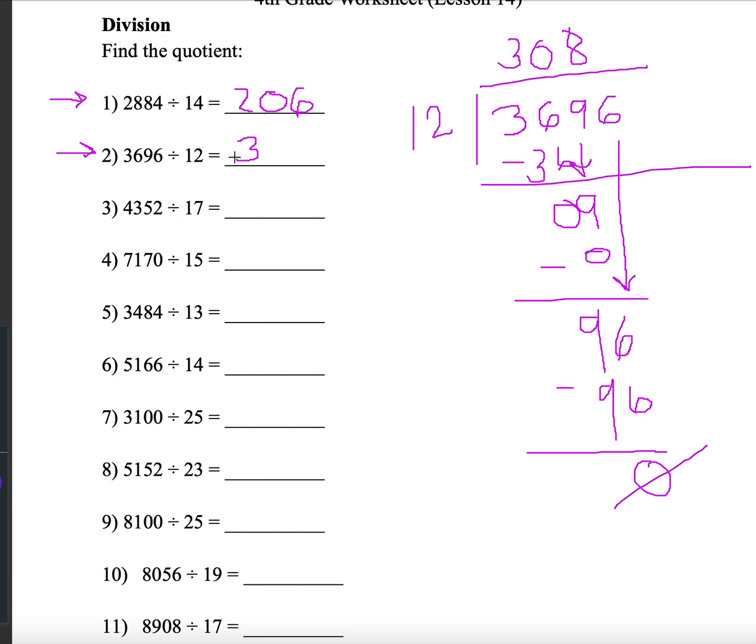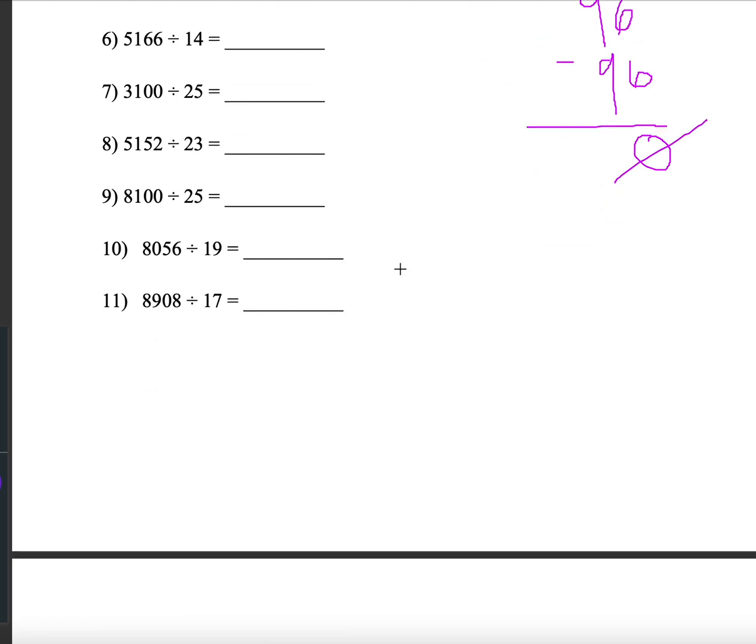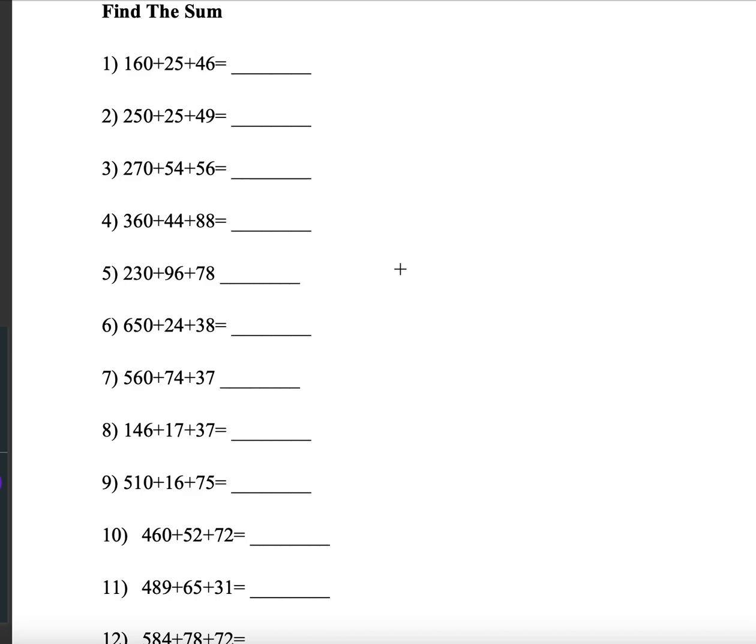So 3,696 divided by 12 is 308. Moving on to the next page, this is addition, so let's look at number 1. We have 160 plus 25 plus 46.